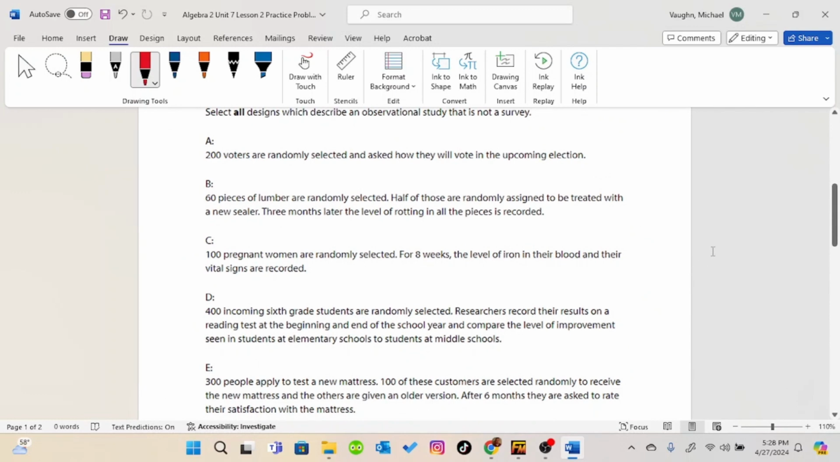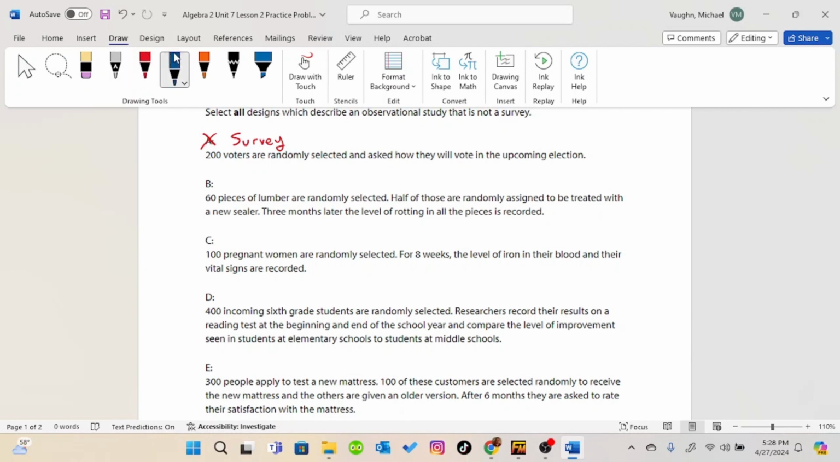Select all designs which describe an observational study that is not a survey. Choice A. 200 voters are randomly selected and asked how they will vote in the upcoming election. This is incorrect because this is a survey.